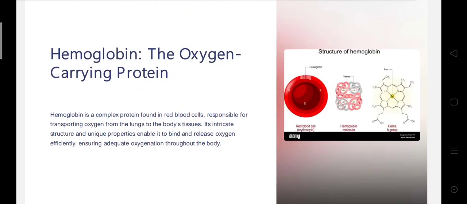Now let's see what is hemoglobin. So hemoglobin is a complex protein which is found in red blood cells and responsible for transportation of oxygen from the lungs to the body tissues. Its intricate structure and unique properties enable it to bind and release oxygen efficiently, ensuring adequate oxygenation throughout the body.